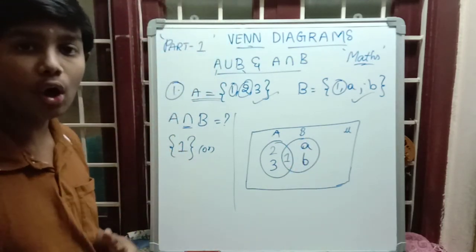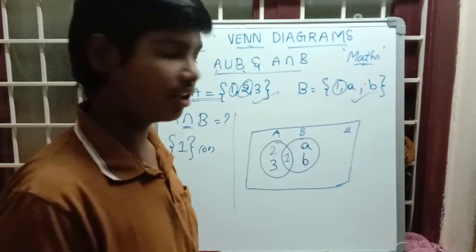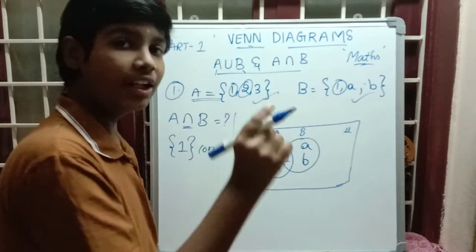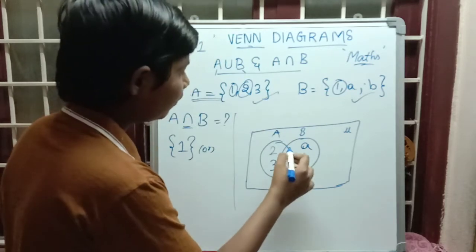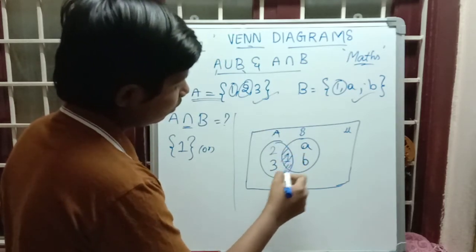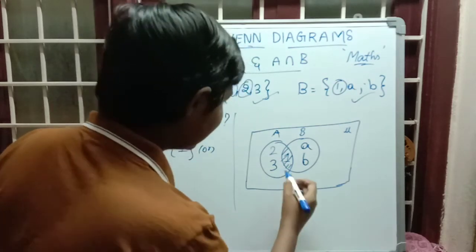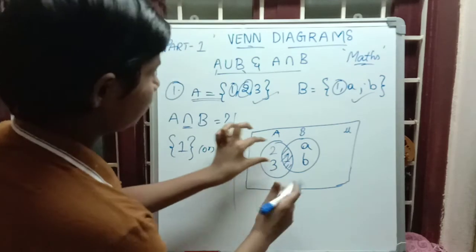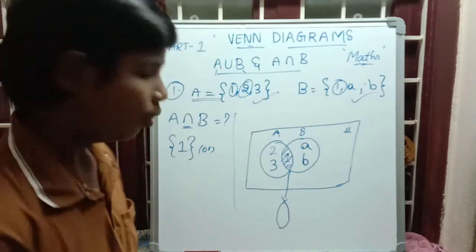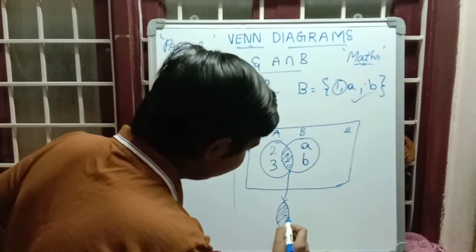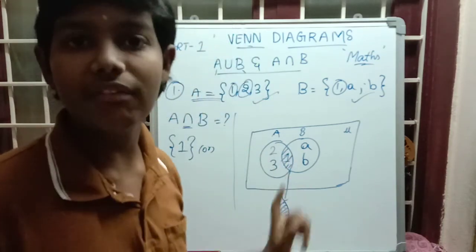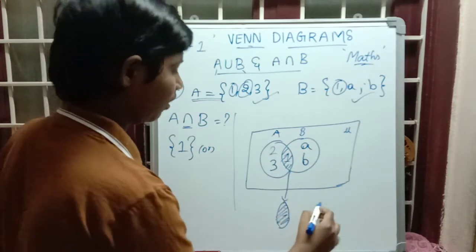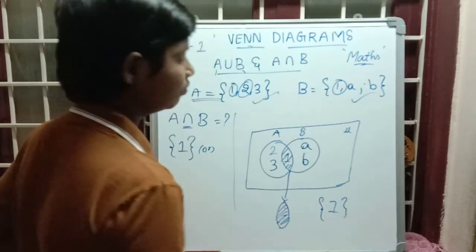Intersection means the common element, we will take that one as the answer. Which is the common element in both sets? 1. The 1 element is common. So in the diagram we will represent like this. Example, these are the two circles and the middle one is like this. Only the middle one we have to shade, because the answer is only 1. The answer is not 2, 3, a, b. So we are taking only 1.